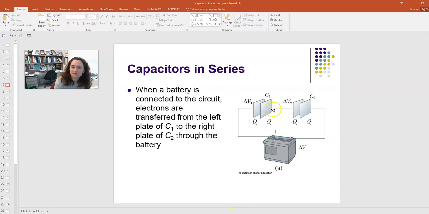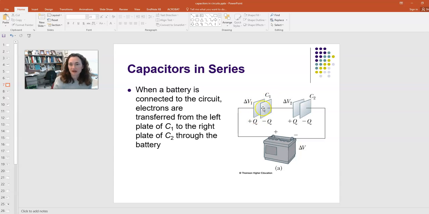So plate 1 is directly connected to the positive terminal of our battery. Now, as we saw from the previous discussion, that's going to cause a positive charge to build up on that leftmost plate as electrons are transferred away from the plate due to the electric field that's briefly established in the circuit before it comes to equilibrium, okay? So I'm going to get a charge plus Q built up here on this leftmost plate.